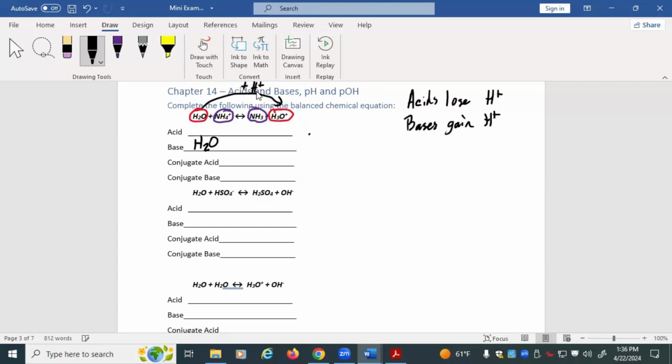And if the base is the water, the conjugate would have to be an acid since it's a base. So if I identified water as the base, the H3O plus has to be an acid because every conjugate pair has to have an acid and a base in it. So if I know which one the acid is, the other one has to be a base.